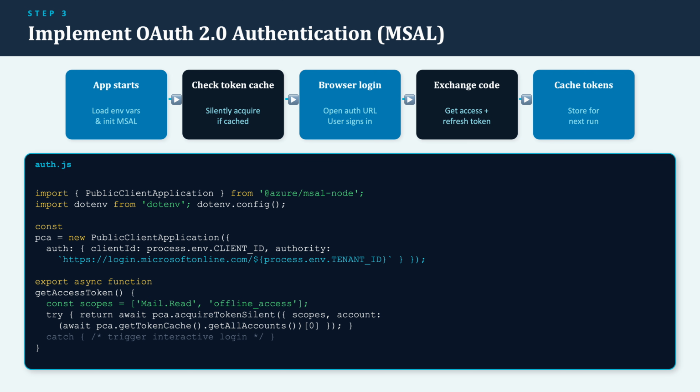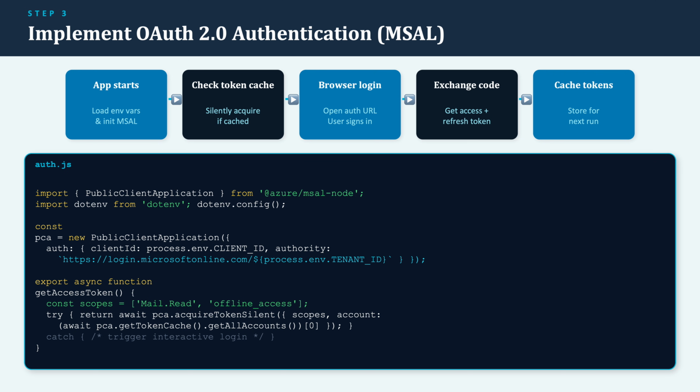Let's create a file called auth.js. We import PublicClientApplication from MSAL and configure it with our client ID and tenant ID from the .env file. We export an async function called getAccessToken. It first tries acquireTokenSilent using any cached account. If that fails, which it will on first run, you'd trigger the interactive device code flow. I've kept this simplified here. In the full code in the GitHub repo, the complete interactive fallback is included.